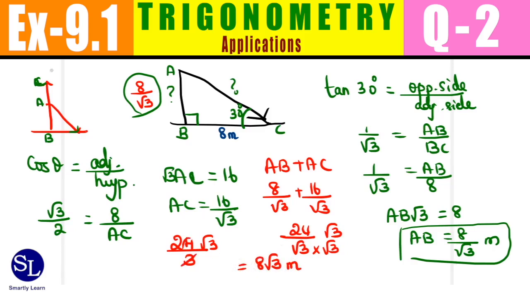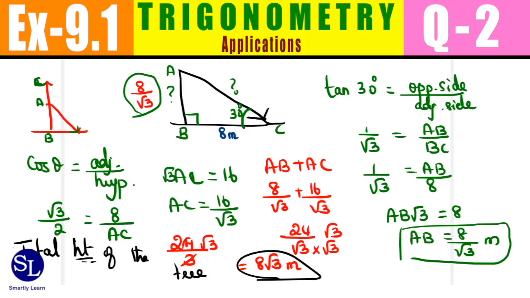So the total height of the tree, please note, because this is a word problem, you need to write out the answer in English finally. So total height of the tree is equal to 8 root 3 meters.